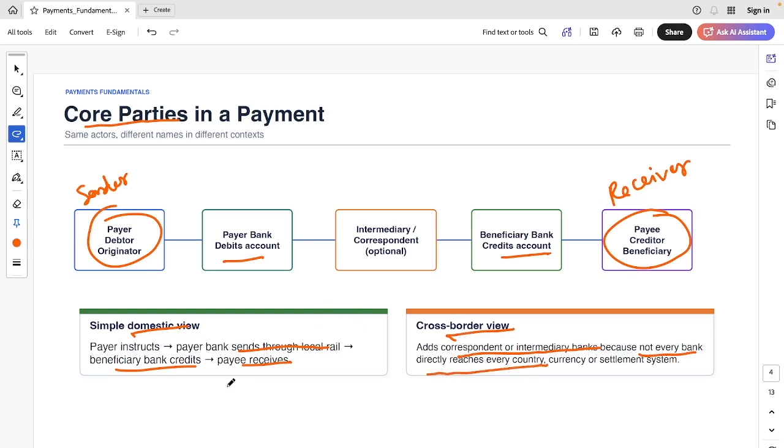So think of correspondent banks like a connecting flight. This is where the correspondent bank comes into the picture. If there is no direct flight from your city to the destination, you travel through a hub airport. Similarly, payments may pass through intermediary banks in the case of cross-border or international payments.